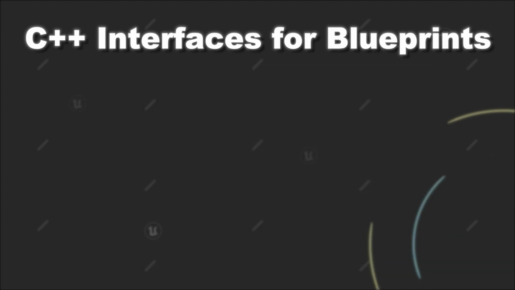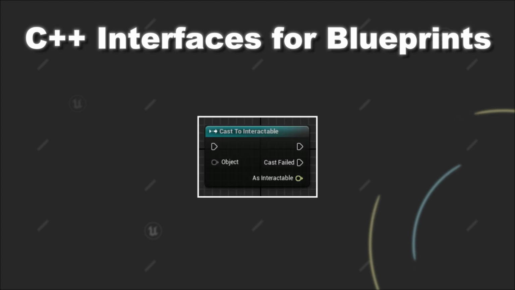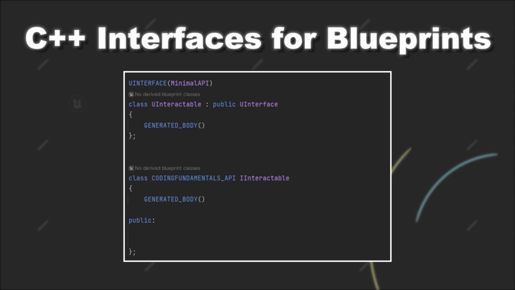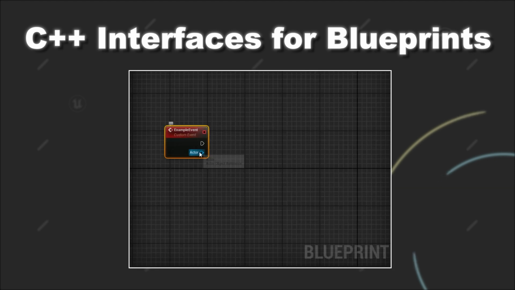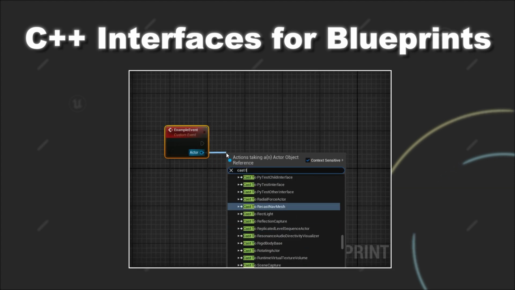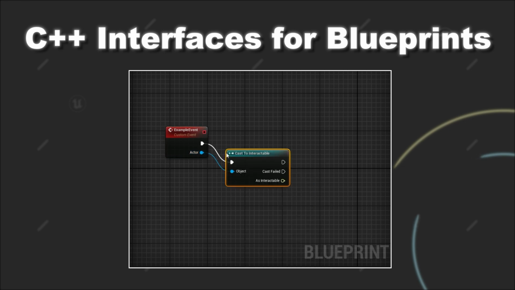Now, if you want to use blueprint nodes like the cast function in connection with your interface, you have to add the blueprint type specifier to your UINTERFACE macro. And then you will see that you can cast an object to your interface using the cast node.